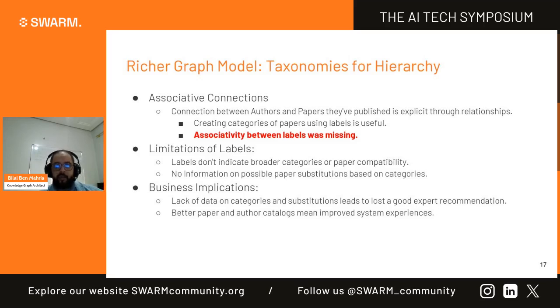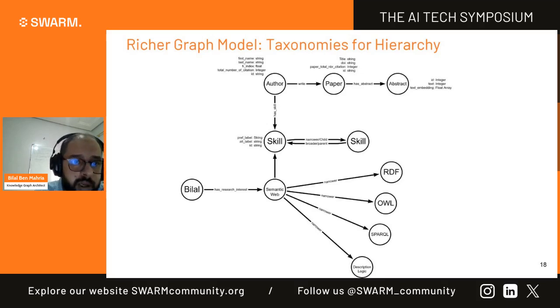The absence of associativity between labels is in fact considered a feature, not a bug, because type systems and polymorphism are an application-level concern. So keep in mind that labels are not types with inheritance characteristics. They are indicators of a node's role in the graph. This is why we need something that can improve the expressivity of our graph.